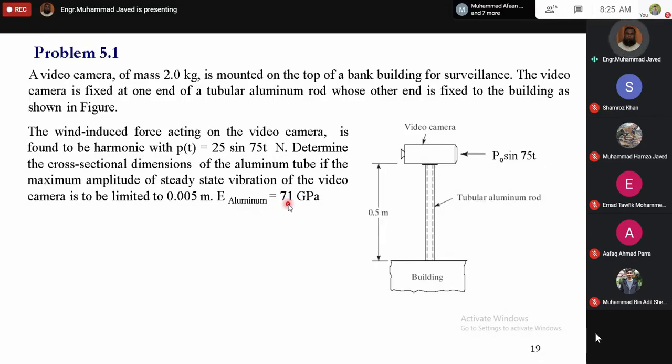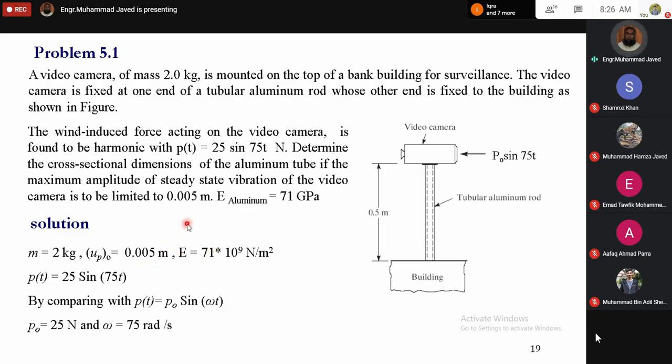So first step is to write the data embedded in the problem, which is mass of the camera 2 kilogram and the maximum amplitude of steady state vibration Up naught is 0.005 meter. E is also reproduced, and this harmonic force is also reproduced.